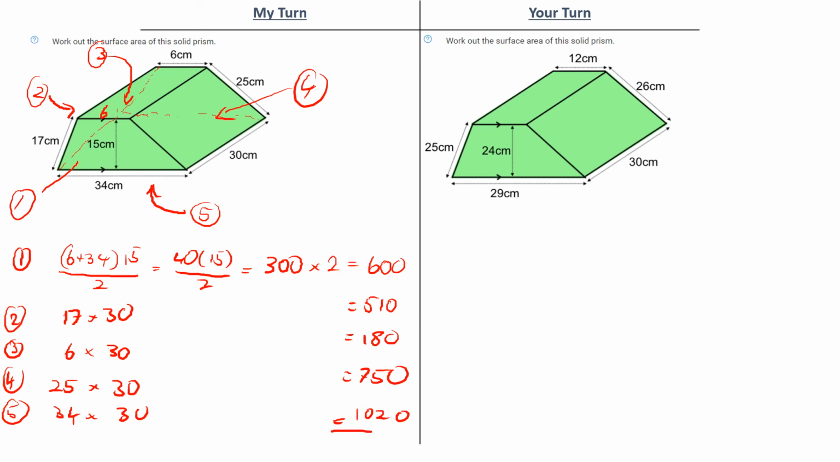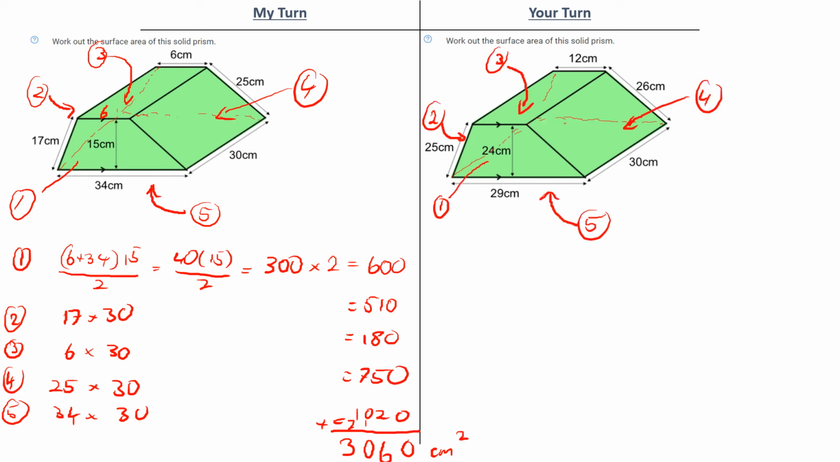Now total surface area, again we just add them together. So 3060, and again my units, centimeters squared. Okay, pause the video, have a go at the next one, after your turn, and then we'll go through it.